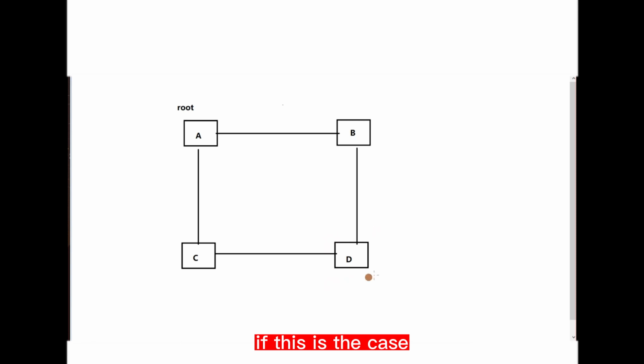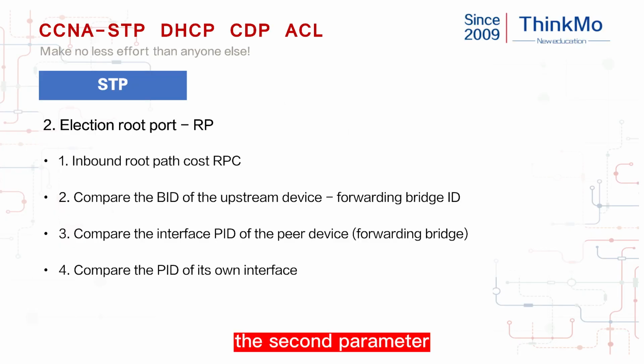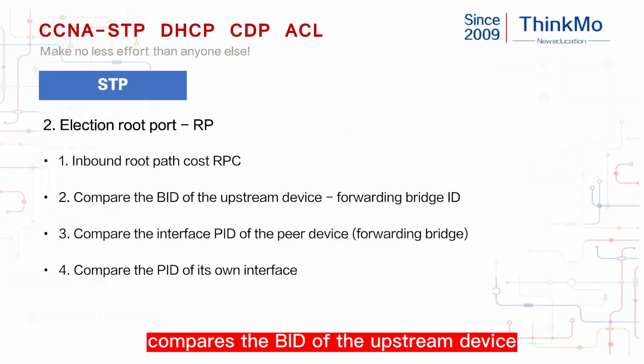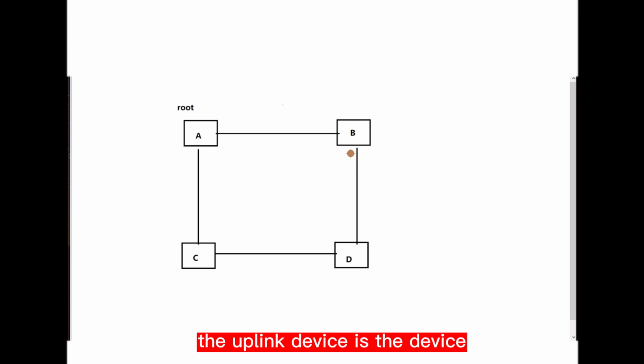If this is the case, we will definitely not be able to compare. We will have a second parameter. The second parameter compares the bridge ID of the upstream device, that is, the forward bridge ID. The uplink device is the device that sends this message to you.